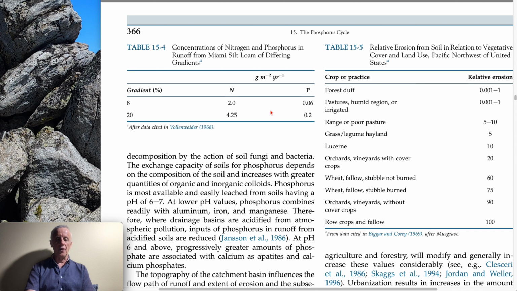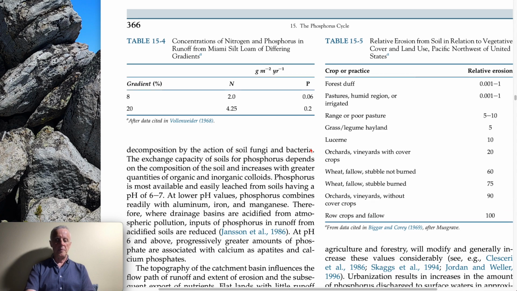Table 15-4. Concentration of nitrogen and phosphorus in runoff from Miami silt loam of different gradients. After data from this author. So, in grams per meter squared per year, with gradient in percentage, nitrogen is 2 and phosphorus is 0.06. With a higher gradient of 20%, nitrogen increases as well as phosphorus.